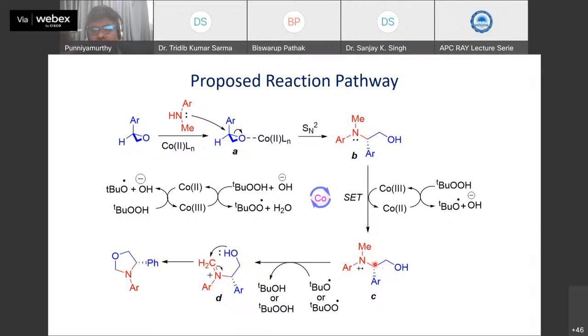Again, you can see a benzylic CH bond. You may think that the benzylic CH bond is more reactive compared to the methyl CH bond. However, why does the reaction take place here? This is most probably due to steric hindrance, because you use the bulkier tert-butoxy radical. Due to steric hindrance, maybe it reacts with the less reactive methyl CH bond compared to the more reactive benzylic CH bond to form the iminium ion. Once you form the iminium ion, it can undergo formation of the five-membered cyclic compound.